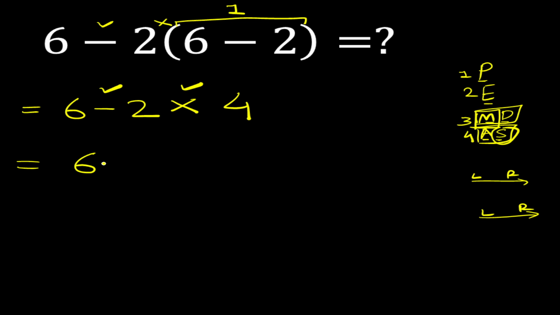So 6 minus, now 2 multiply 4 is equal to 8. So 6 minus 8 is equal to minus 2, right? So the correct answer is minus 2.